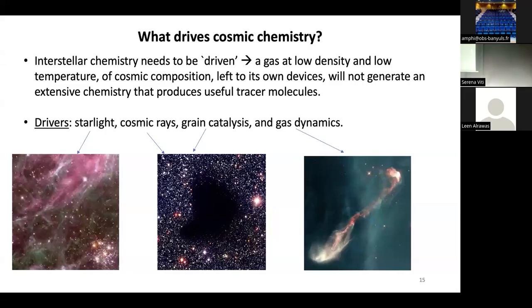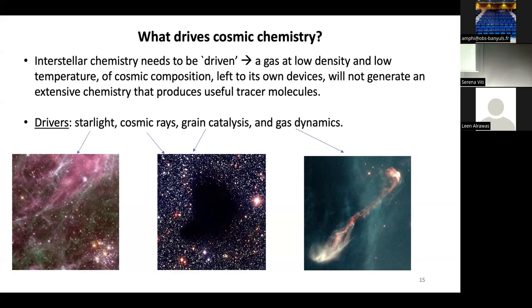And we have four main drivers here. And everything that I talk about really is with these drivers in mind. What we use molecules for is not just to determine the conditions of our various objects, but to also understand what are the energetic processes going on in the galaxy. So in other words, what are the drivers? I'm going to go quickly through some of these drivers. So we have starlight, that's UV radiation, cosmic rays, dust, and gas dynamics. Down here, I have some pretty pictures to help you connect these drivers to real astronomical objects.